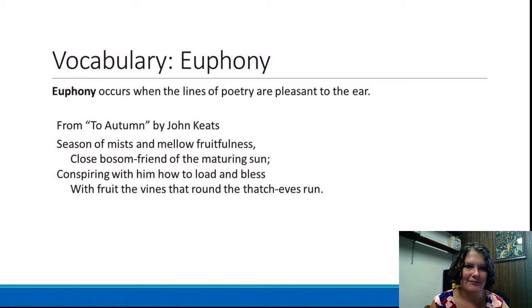Season of mists and mellow fruitfulness, close bosomed friend of the maturing sun, conspiring with him how to load and bless with fruit the vines that round the thatch eaves run.